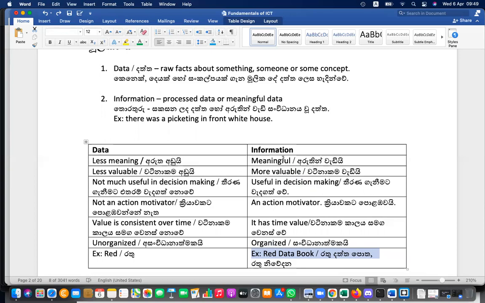Have you heard about this red data book? It is basically... am I audible? Can you hear me? Yes. Okay. So the red data book is a book that contains details about endangered and vulnerable species in the world. So it has data about those things.